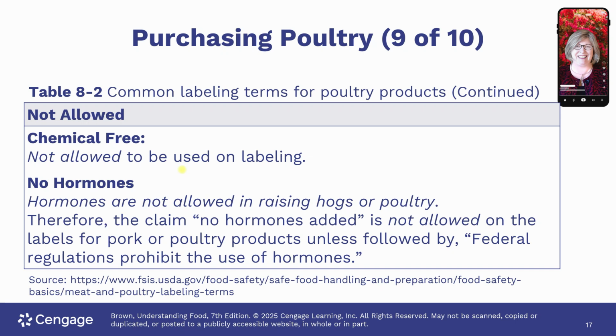No hormones. Hormones are not allowed in raising hogs or poultry. Therefore, the claim of no hormones added is not allowed on labels for pork or poultry products unless followed by federal regulations prohibit the use of hormone. And that's to keep labeling standardized.